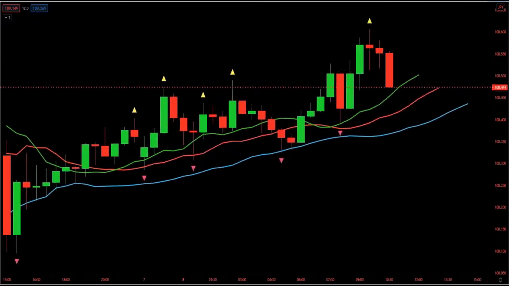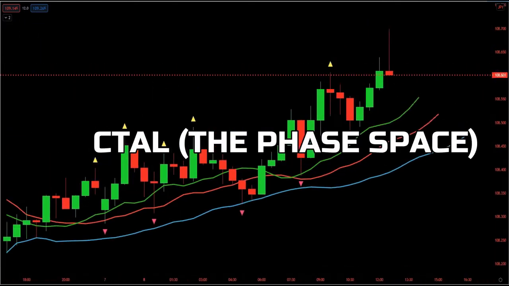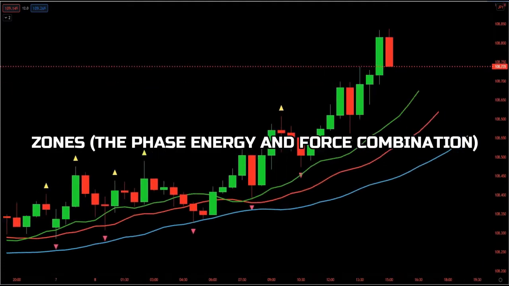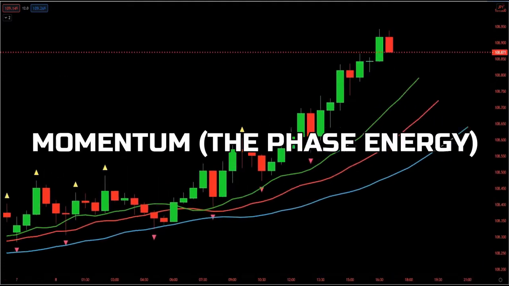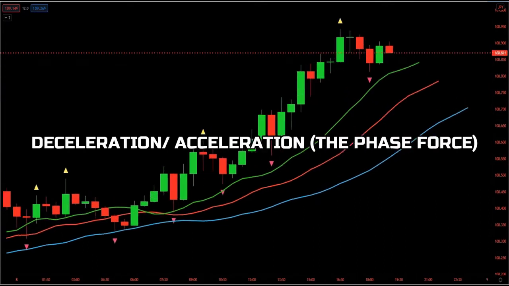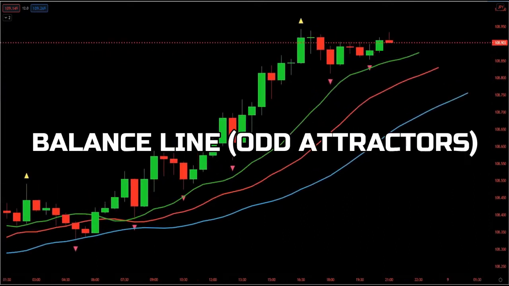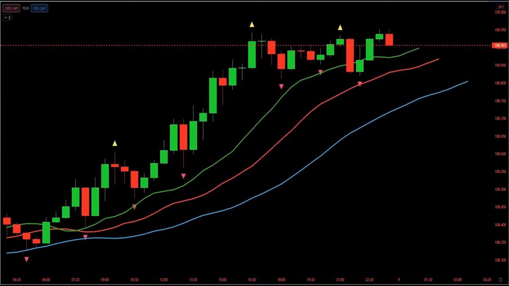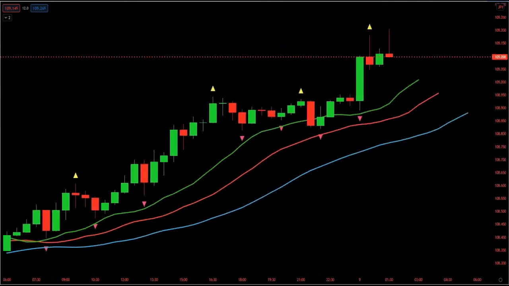These dimensions include the following. Fractal, the phase space. Zones, the phase energy and force combination. Momentum, the phase energy. Deceleration, acceleration, the phase force. Balance line, odd attractors. I could go on for quite a while about Bill Williams.